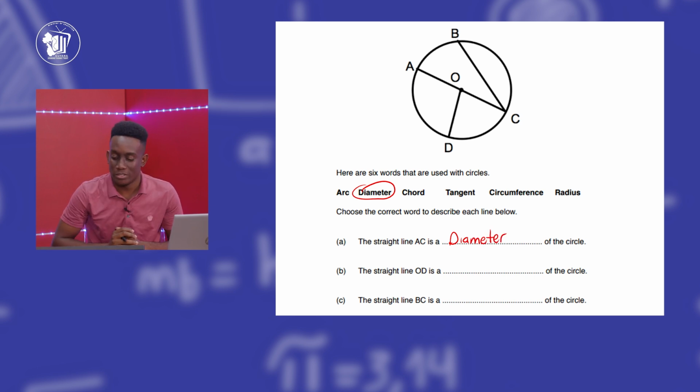The next one, the straight line OD is a something of the circle. So we see we start from O and we go to D. So we see that is the radius of the circle.